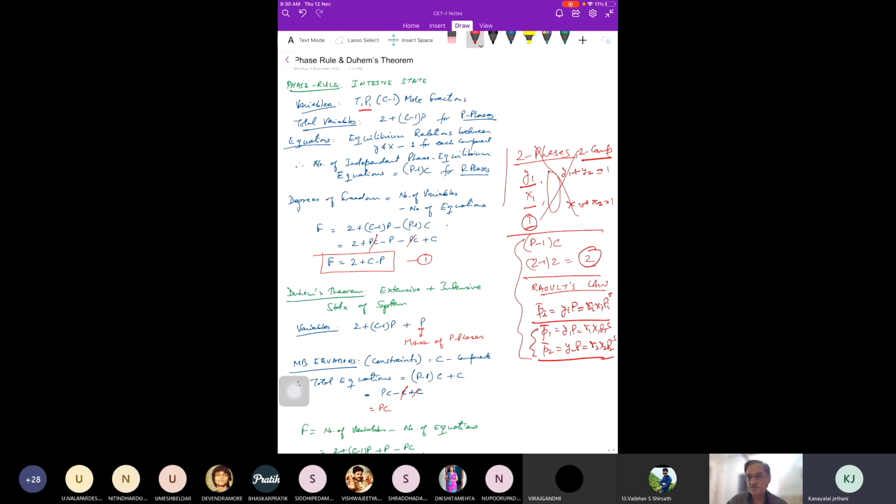Any questions, doubts? Why it is P minus 1 into C? Sir, P minus 1 into C is the number of independent phases, because they are independent of each other. This P1 bar does not depend on P2 bar. Independent, right?